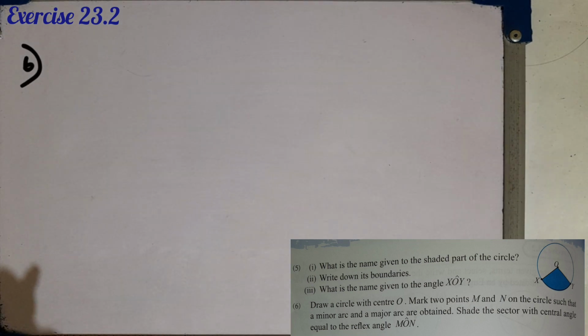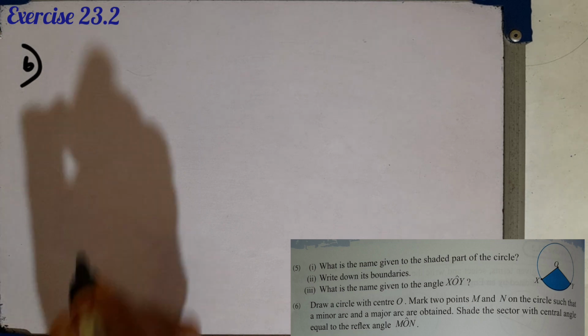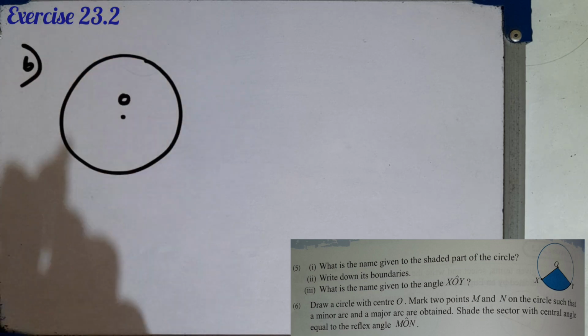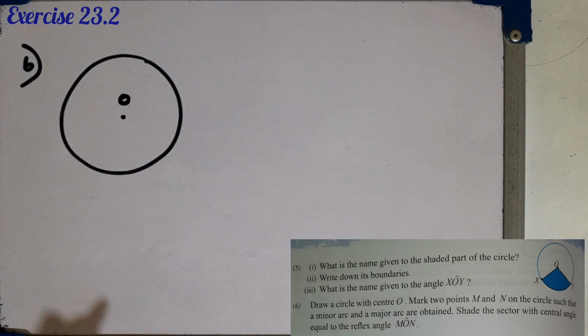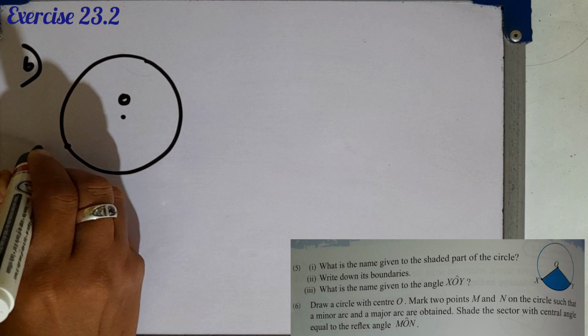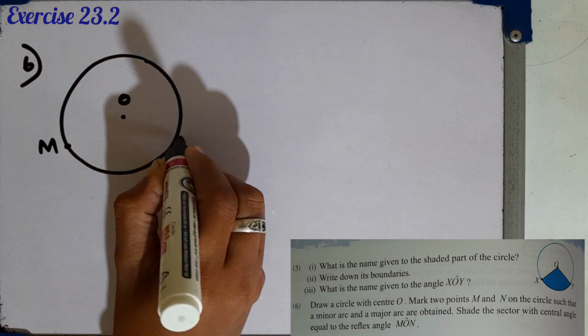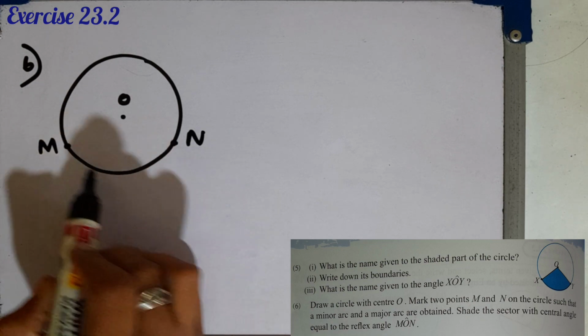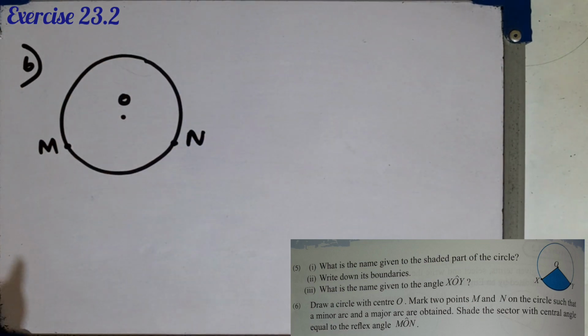Question number 6. Draw a circle with center O. By using the compass, you draw a circle with center O. Then mark 2 points M and N on the circle such that a minor arc and a major arc are obtained. I will take M and N here. So this is the minor arc and this one is the major arc.